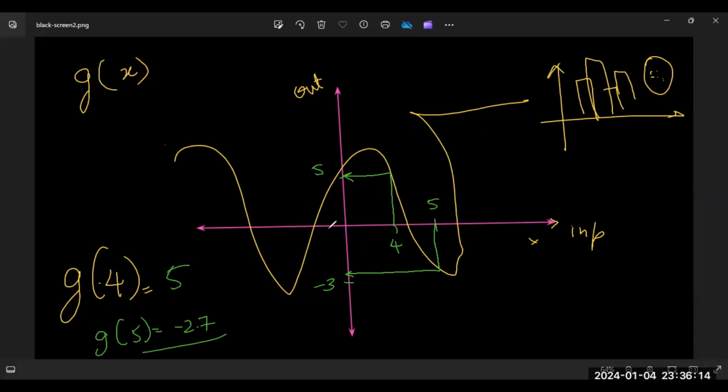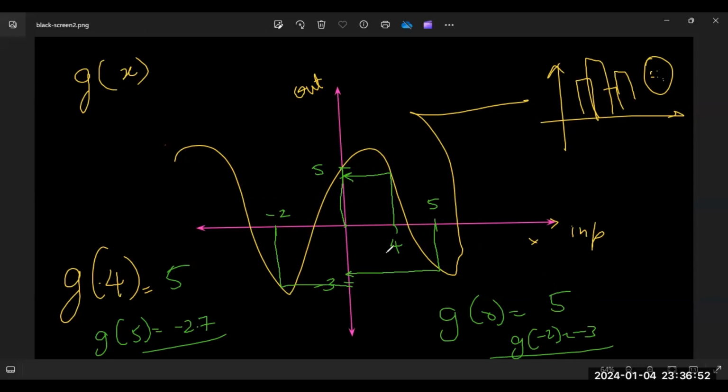Then, if I ask you what is g of 0, how will you find it? Start from 0, go up the graph, it hits here, and that is itself the point on the y-axis. So g of 0 is also 5. Then if I want you to find g of minus 2, you come to the graph, hit it here, come back here. So minus 3. This is the way to find the values of a function using a graphical method.